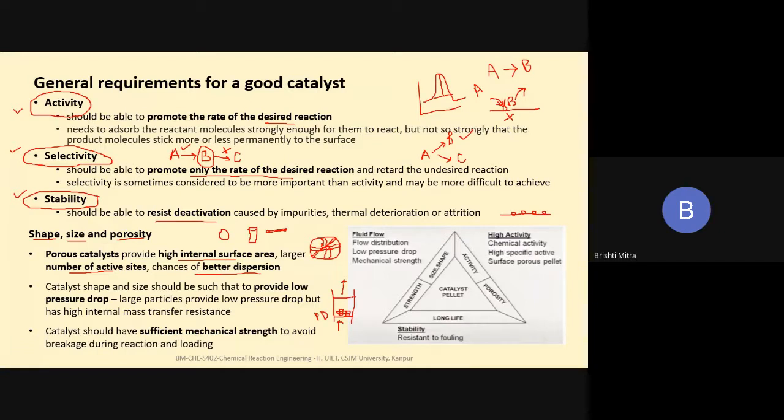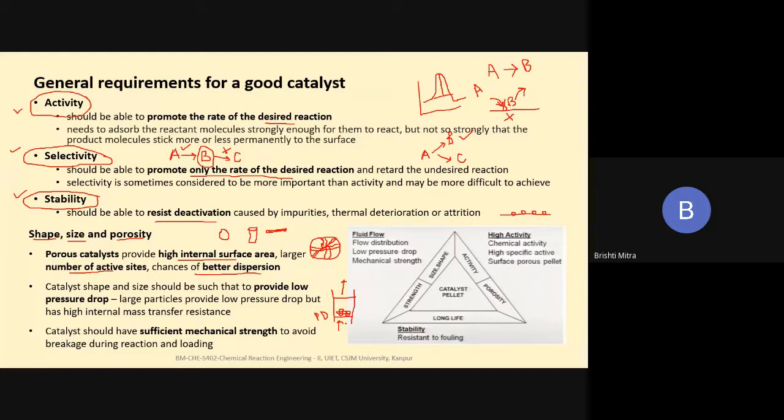And catalysts should have sufficiently high mechanical strength to avoid breakage during reaction and loading. So the mechanical strength of these catalysts should be high. That means, just imagine when you're packing this bed. Now, this is an industrial bed. This is not something like a tube in your lab. An industrial bed will have, say, a diameter of 1 meter or 1.5 meters or even 2 meters, and you're dumping like 1,000 kgs of catalyst inside it. So when you're dumping them, obviously nobody's going to put it piece by piece. They're going to pour it from the top.